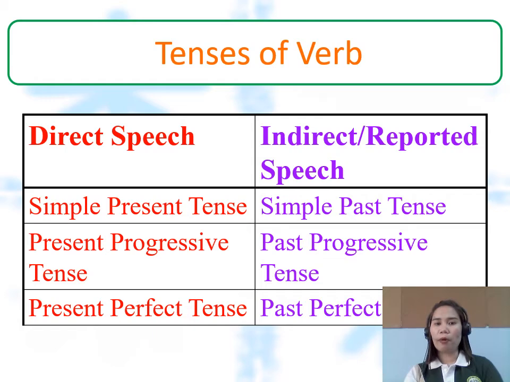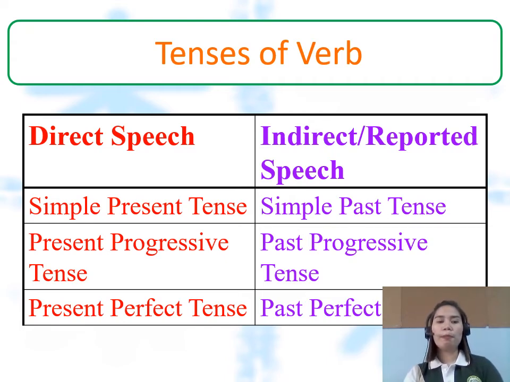For example, when we are using the verb walk in direct speech, in reported speech you will be using walked with -ed, which is the simple past of the verb walk. Again, for simple present, that is walk. For simple past, that is walked. All right?